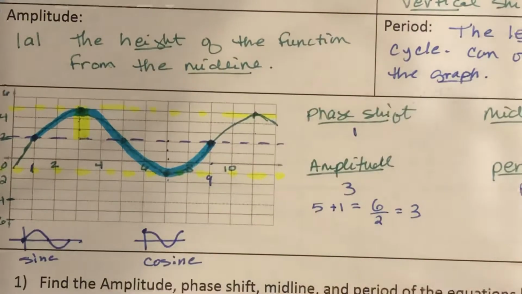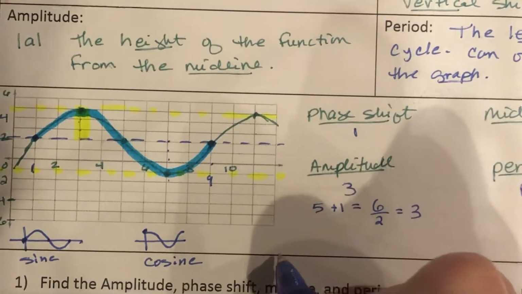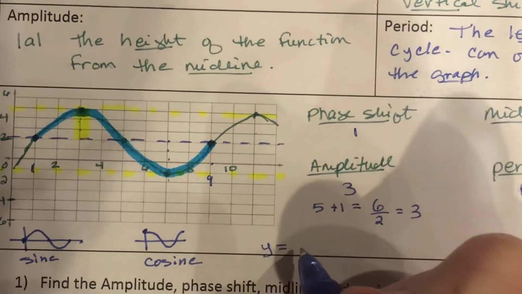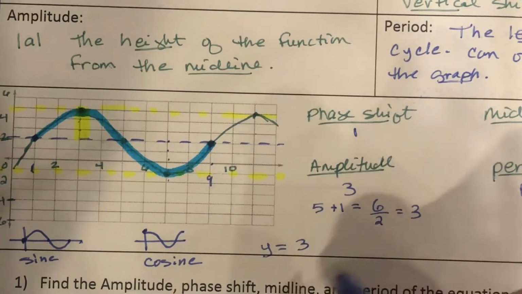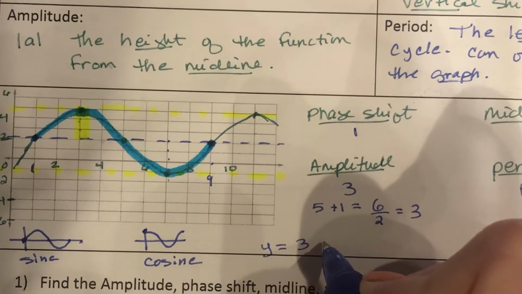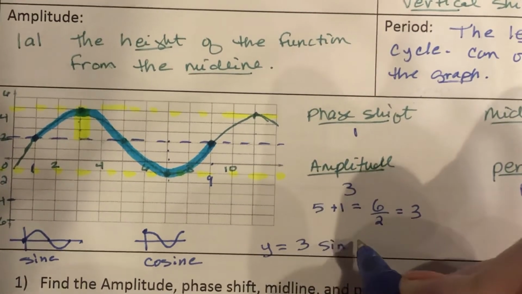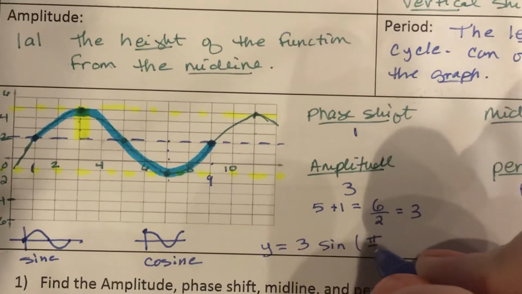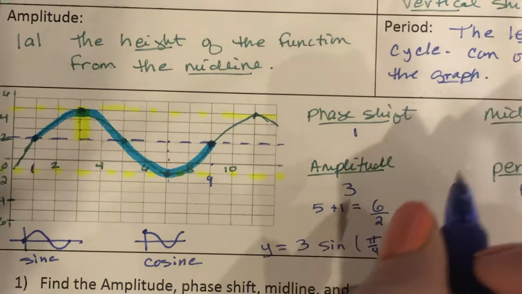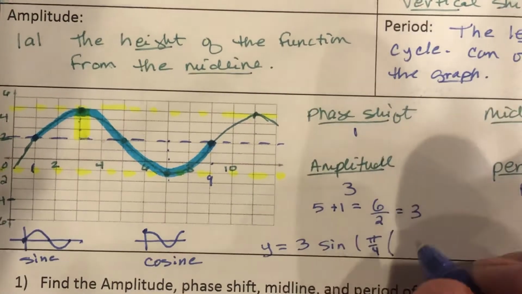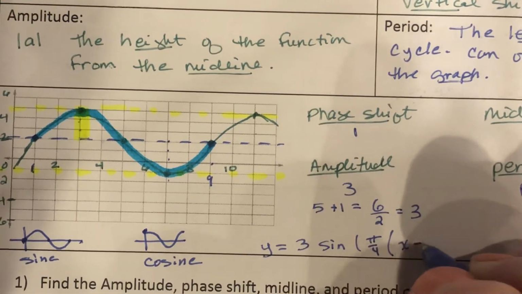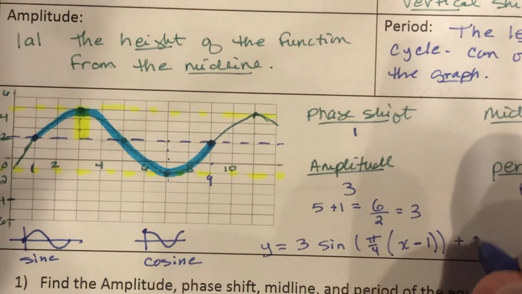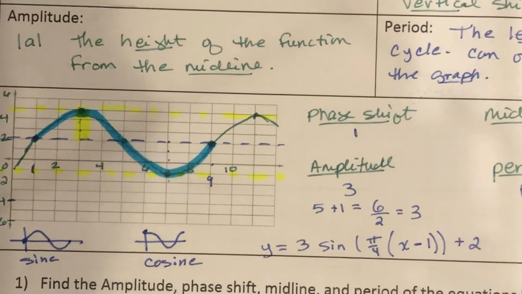Now that we have all of this information, we can write a sine equation. And that would be y equals, what is the amplitude? 3. And then sine. And now we know our b, which is pi over 4. And we have to have our parentheses because that keeps the phase shift correct: x minus 1, plus k, which is 2. And that is our sine equation.